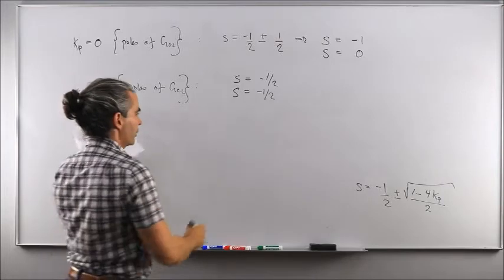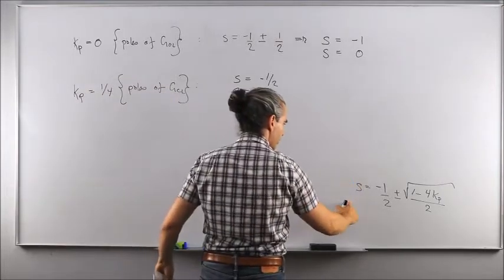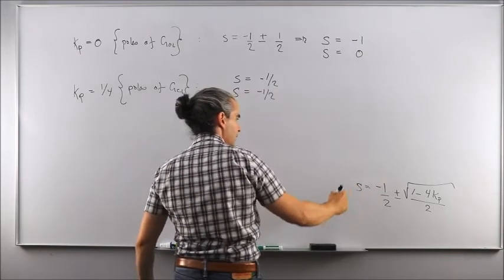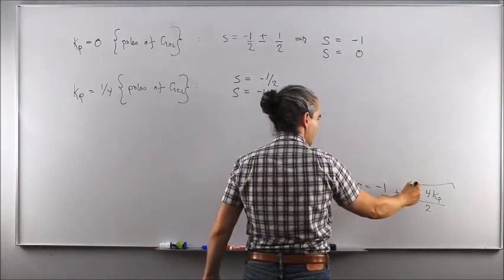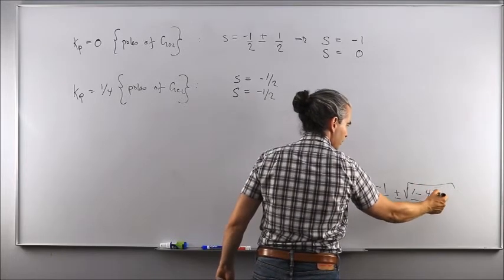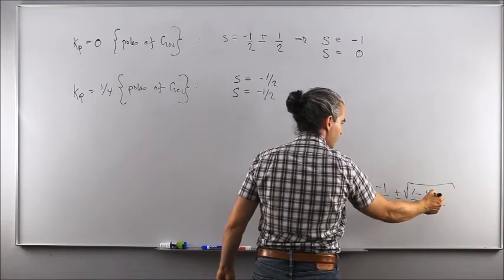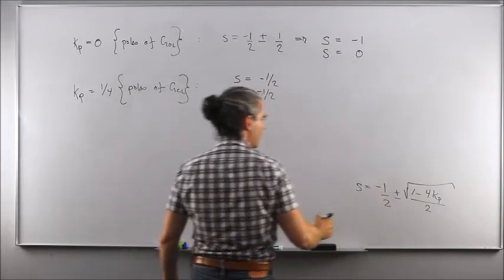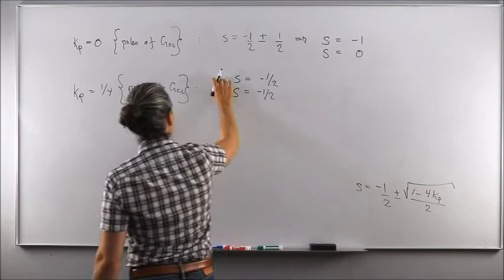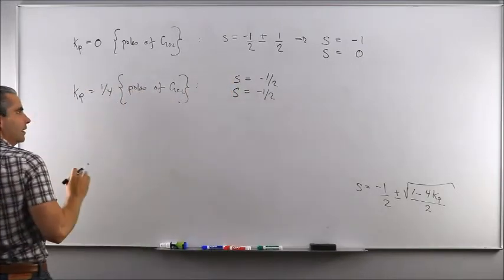Because Kp equal to 1/4 back into this generic expression for the poles of the closed loop transfer function will be minus 1/2 plus minus square root of 1 minus 1, right? 4 times 1/4 is 1, so this is 0. And you get minus 1/2 plus minus 0, and thereby you obtain two poles that are exactly at the same location.